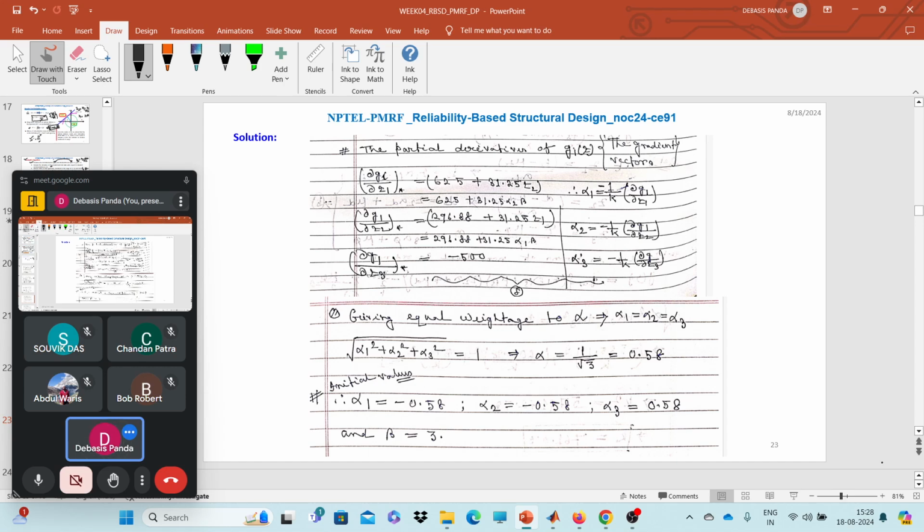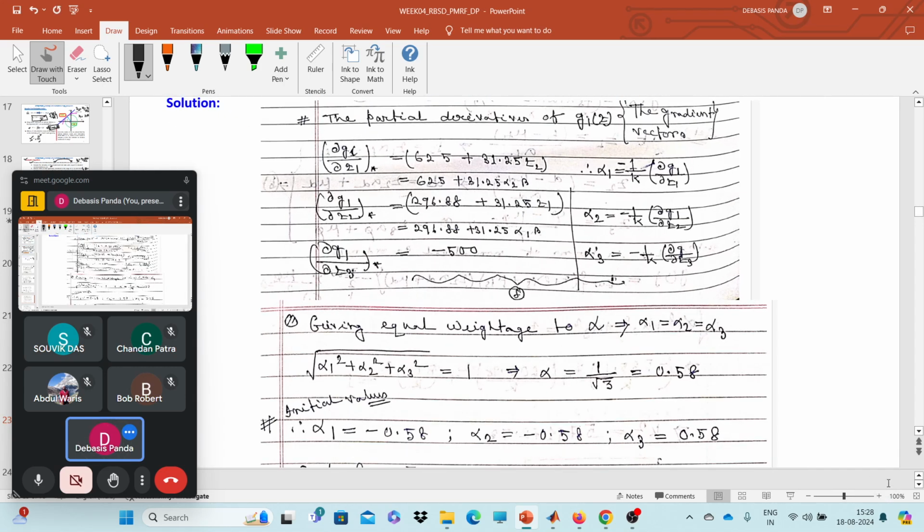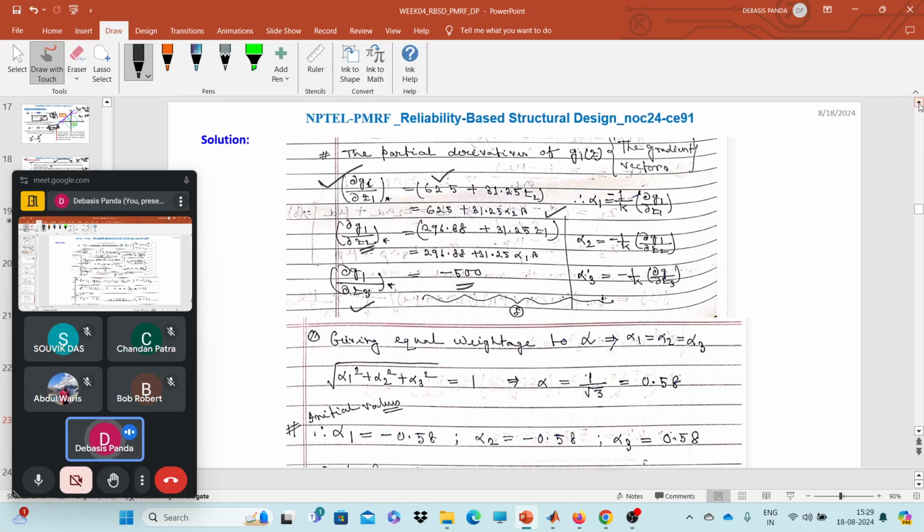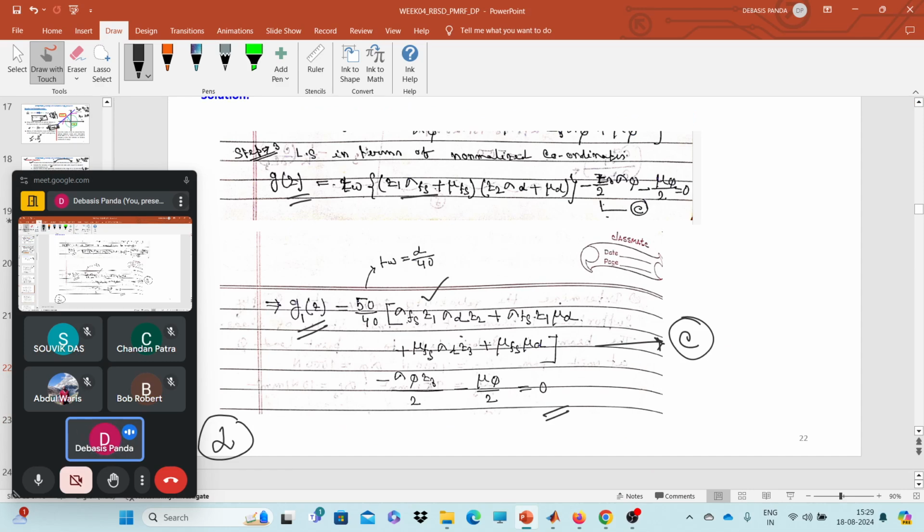So first, with respect to Z1, if we differentiate that function, we will get 625 plus 31.25 Z2. Likewise, with respect to Z2, if we differentiate, we will get this. And if we differentiate with Z3, we will only get minus 500. That was the limit state function. You can easily differentiate with respect to Z1, Z2, and Z3, since you have all these values.